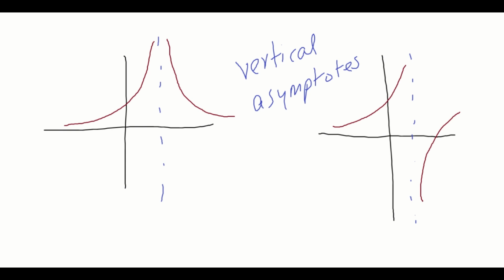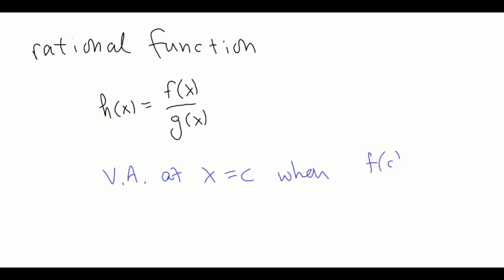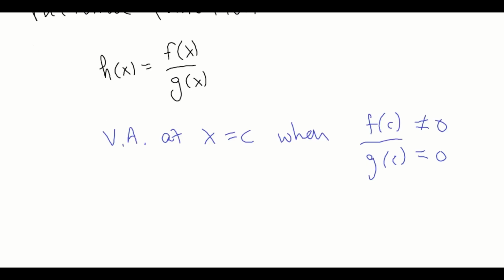Let's take a closer look at how to find vertical asymptotes from an equation. Recall that a rational function is a function that can be written as a quotient of two polynomials. A vertical asymptote happens at a point c when the denominator of our function equals 0 and the numerator does not equal 0. This is because when we divide by smaller and smaller numbers, it makes the y values larger and larger, heading toward infinity.